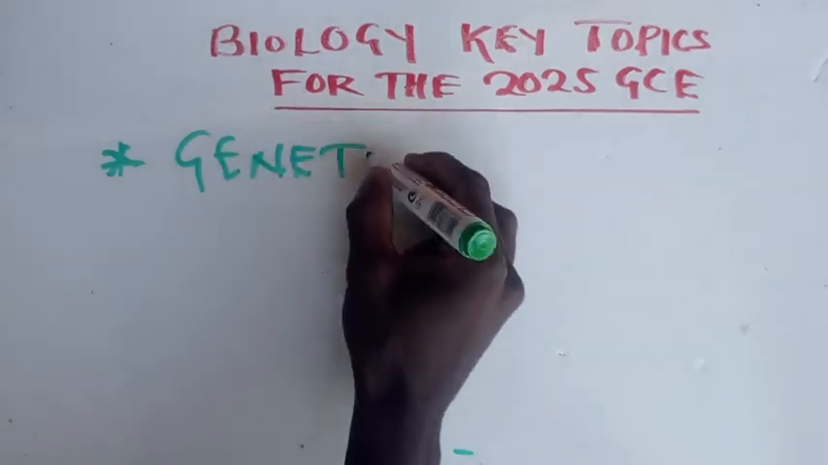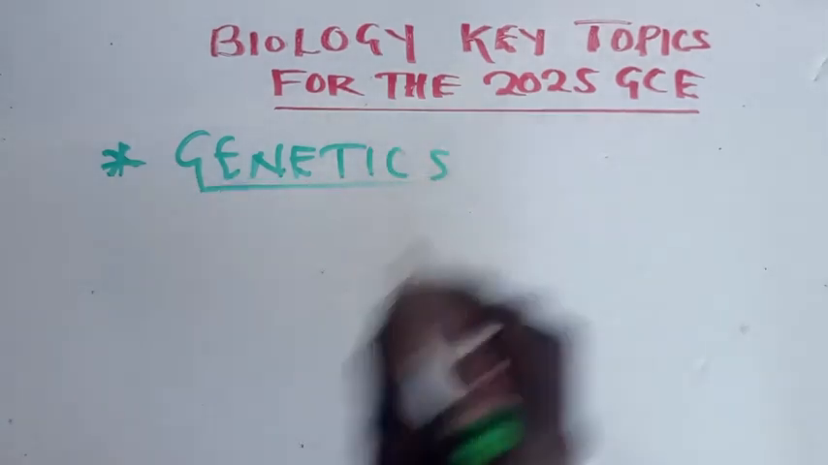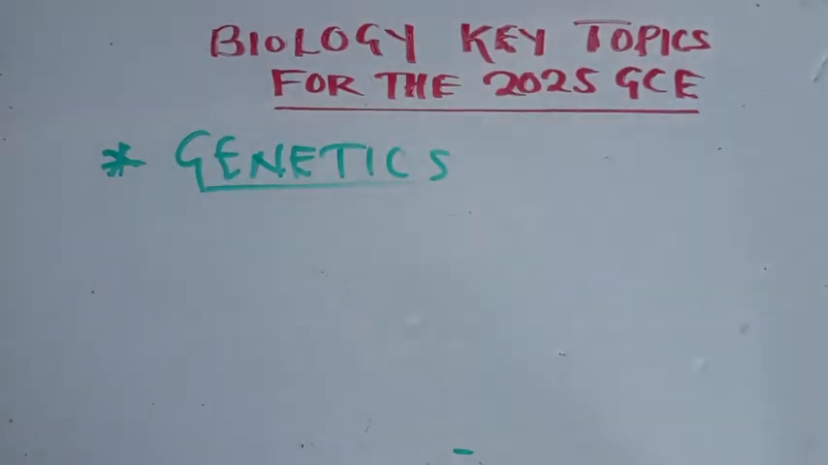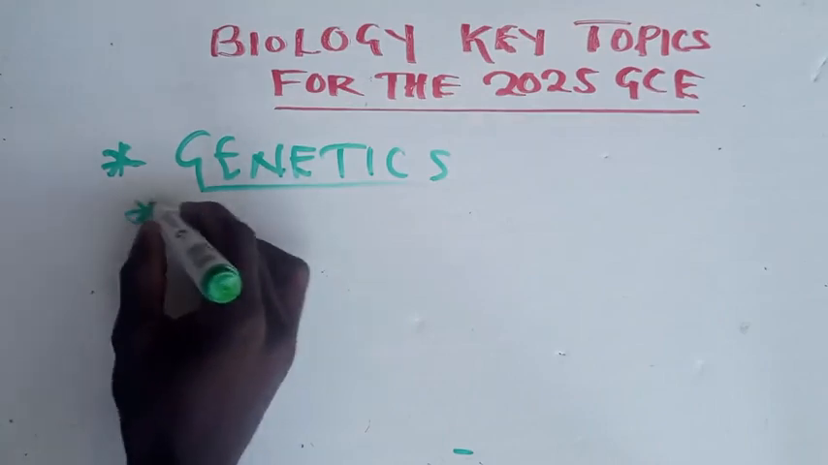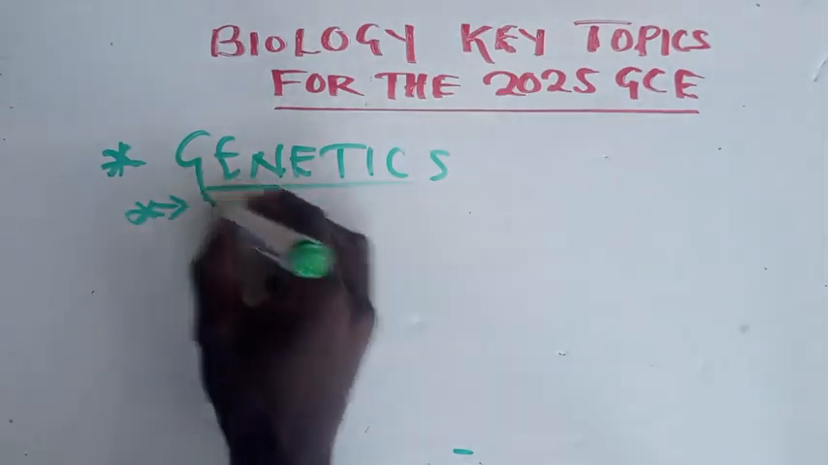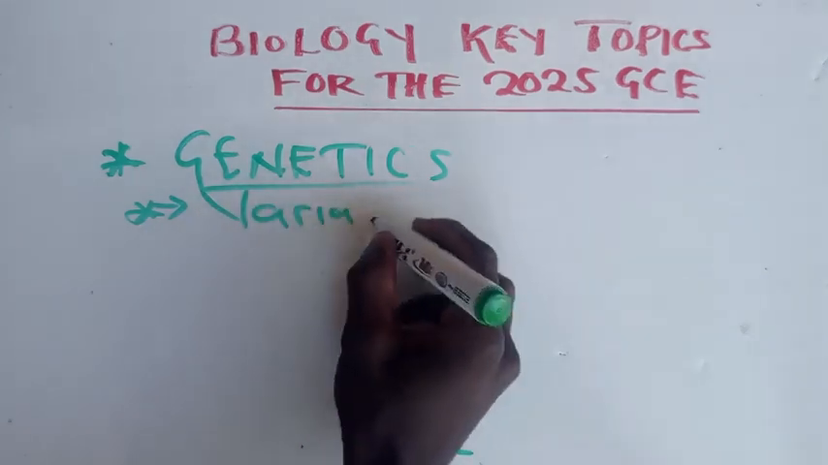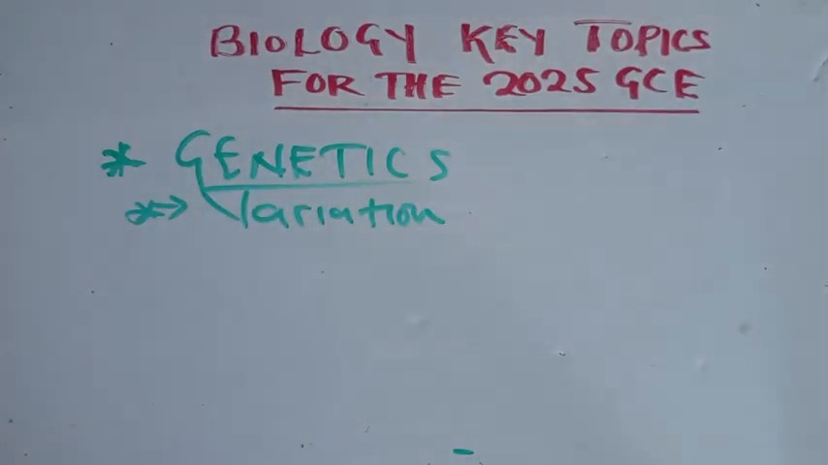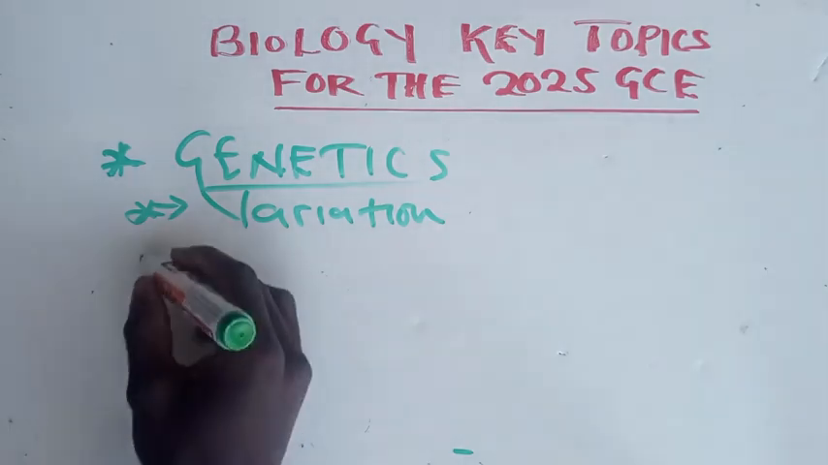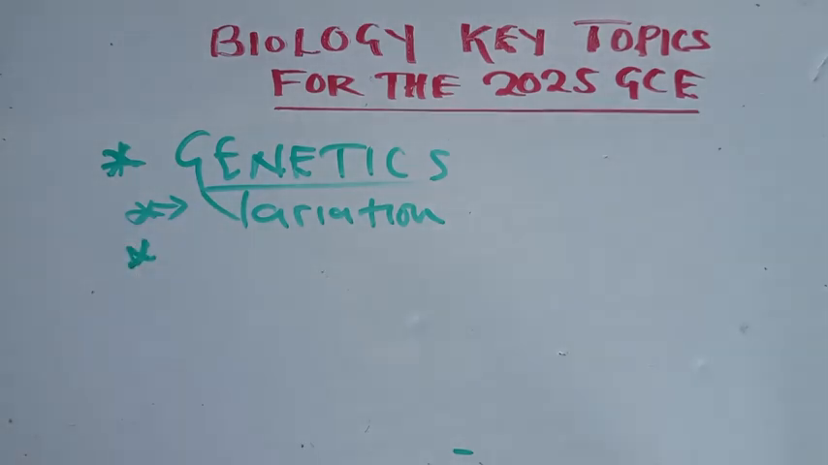I want you to revise genetics. And under genetics, I want you to master variation, the definition for variation, and most importantly, you know the types of variation. You understand that we've got two types of variation, continuous and discontinuous, and you know some of the examples because if you go in paper 1, those are the questions you are going to find.